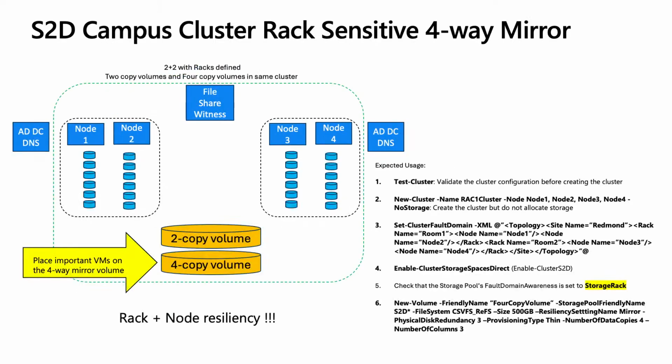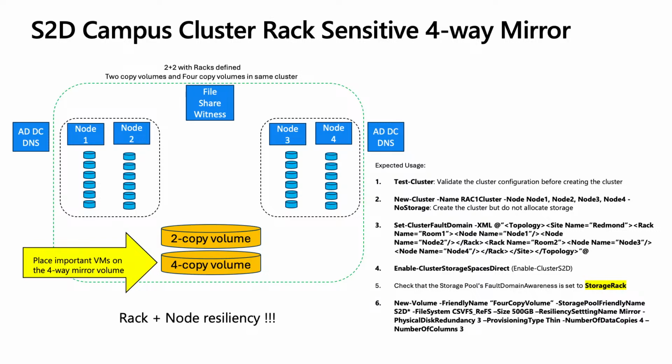So next, let's talk about the S2D Campus Cluster, which has a rack-sensitive four-way mirror. I'm very, very excited about this scenario. Many customers have asked us for this, which is a simplified version of the Stretch Cluster because it doesn't use Storage Replica, which is nice. It doesn't use Storage Replica. It doesn't require a layer 3 switch.